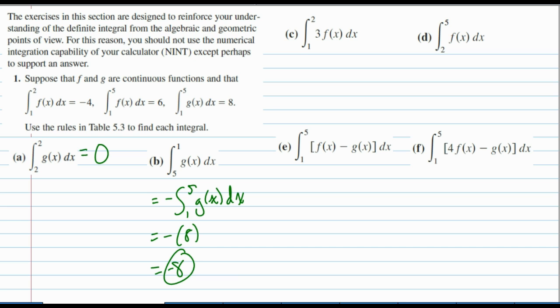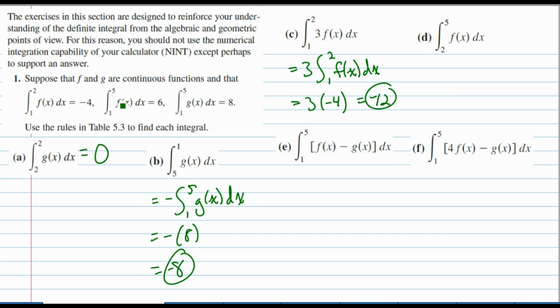Part C, the integral from 1 to 2 of 3 f of x dx. Well, then I can take that coefficient and put that outside of the integral because it would belong to each of my rectangles, so I can kind of factor it outside of this sum. And then the integral from 1 to 2 of f of x dx is -4, so 3 times -4 is -12.